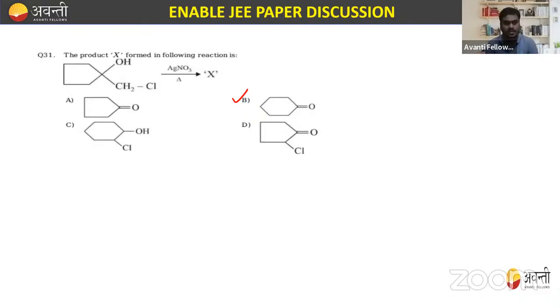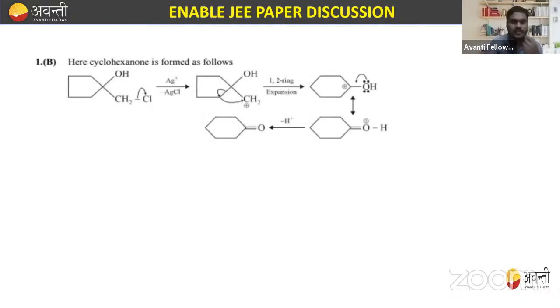So the question asks for the product X formed in the following reaction. What is the compound here, beta? That is the OH group and that is the CH2Cl group, and this is treated with AgNO3. Then what is the formation of X? So let's see the explanation. When we treat this with Ag, obviously AgCl will be formed. Cl is removed from this position, and as soon as Cl is removed, carbocation formation takes place, right? CH2 carbocation formation takes place, and to gain stability of the carbocation, now what happens?